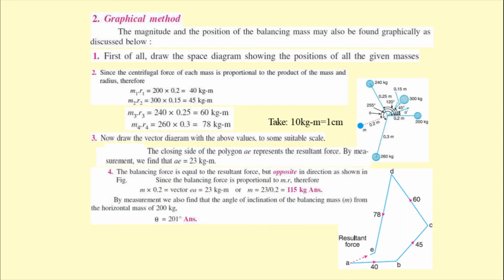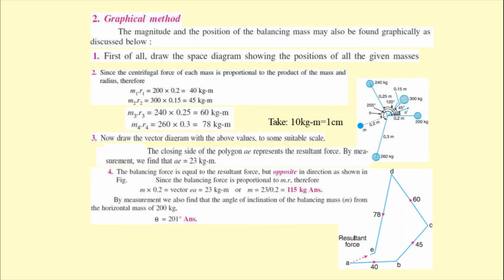Then C to D, that is M3 into R3, that is 60 kg meter, and it is having an inclination angle of 120 degree. So accordingly we have to take it, and then 78 millimeter or 7.8 centimeter length we are going to take for the case of M into 4, that is 78 kg meter particular value, centrifugal force value. So finally what we are going to get, that is the resultant unbalanced force value, that is equal to 23 millimeter. So 23 millimeter represents 23 kg meter.